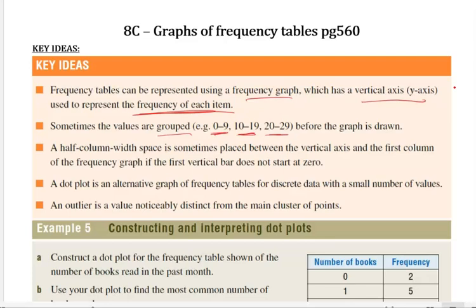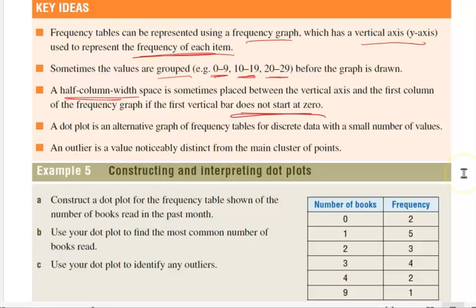So a half column width can be left as a gap at the start if you don't start at 0. So our data doesn't always start at 0. So a dot plot is one way to do it that doesn't involve columns. It's still really useful, but it's got to be for discrete data, where this is continuous data. So continuous data could be literally any number. Discrete data has to be this number or that number or this number.